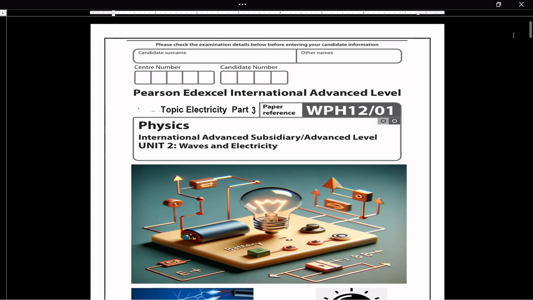Here we are discussing questions from the topic electricity for Edexcel AS level physics examination. That too from the past 4 to 5 years of Edexcel board exam question paper.